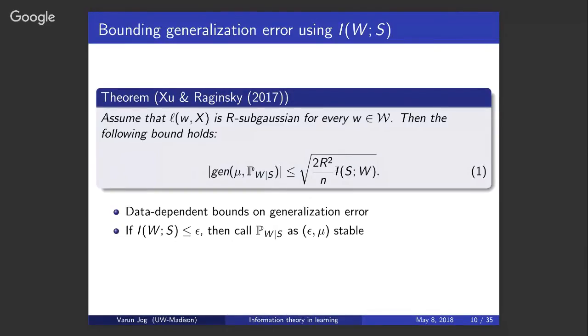And second, their bounds are also data dependent, which means that this quantity R, the sub-Gaussianity, depended on the data. The mutual information also depended on your data distribution.